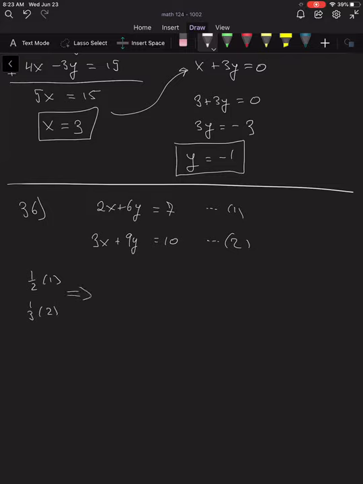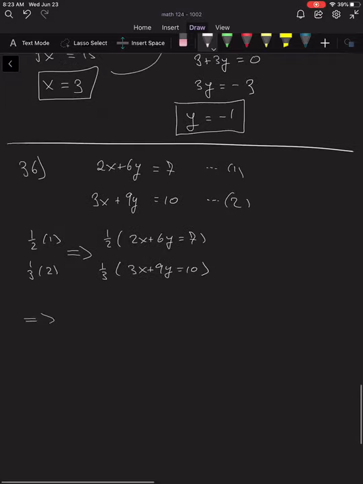So a half of the first equation, so that's 1/2 of 2x plus 6y is equal to 7. And then we're going to take a third of the second equation, 3x plus 9y is equal to 10. And what this is going to give us is x plus 3y is equal to 7 over 2. And at the bottom, we're going to have x plus 3y is equal to 10 over 3. Let's make sure I just copied everything down correctly.